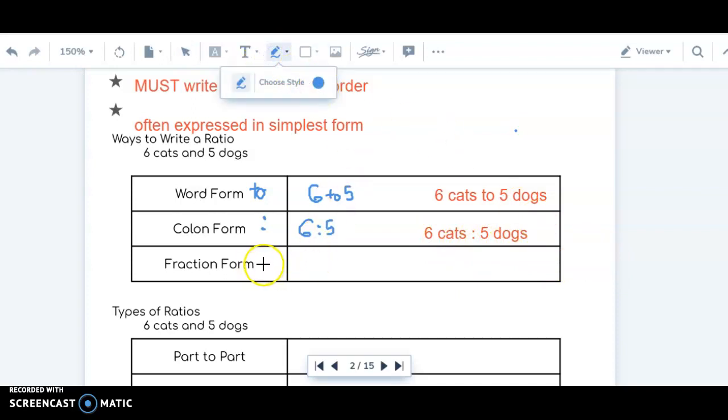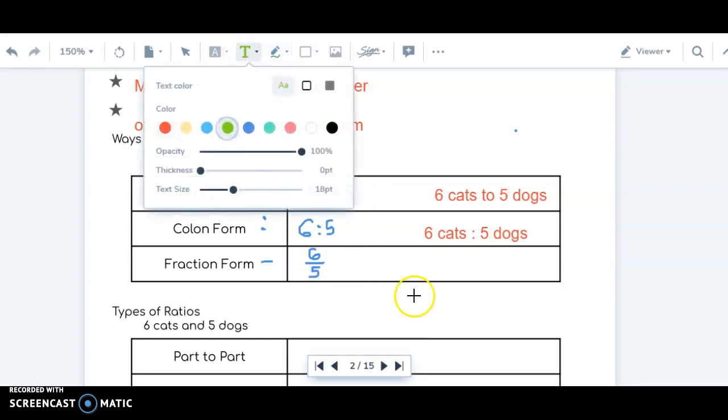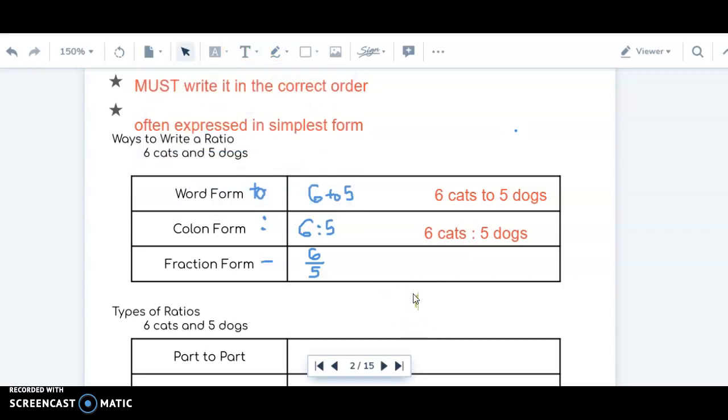Let's go ahead and look at fraction form. Well, this one had a word, this one had a colon, so this one probably has a fraction bar, and it does, okay? And we're going to put the 6 over 5, all right? Make yourself a little note: first number goes on top, okay? That's just the rule. First number goes on top, okay? So we know the 3 ways we can write it.